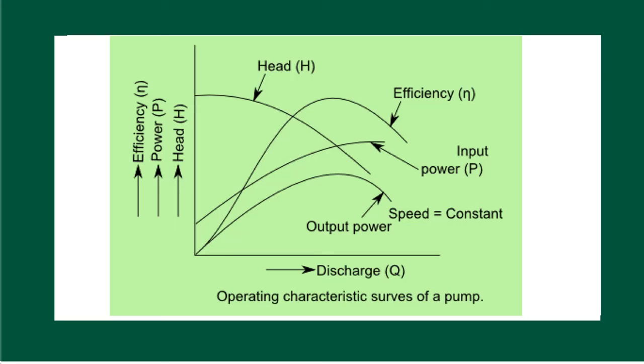For a given pump, the characteristic curves are going to be the same for a given speed. For each speed you can have a characteristic curve, and thereby you come to know the optimum efficiency.